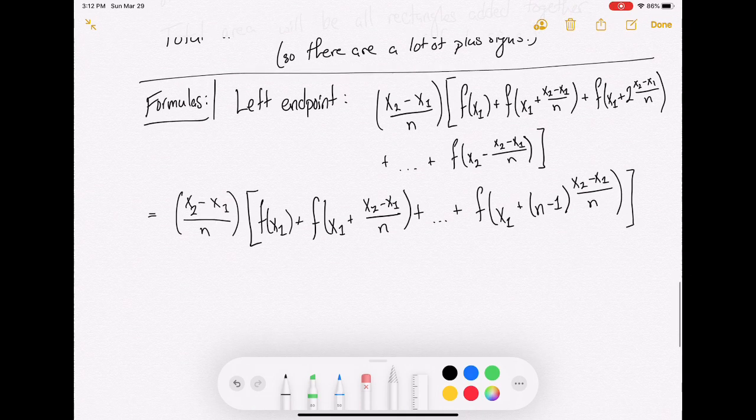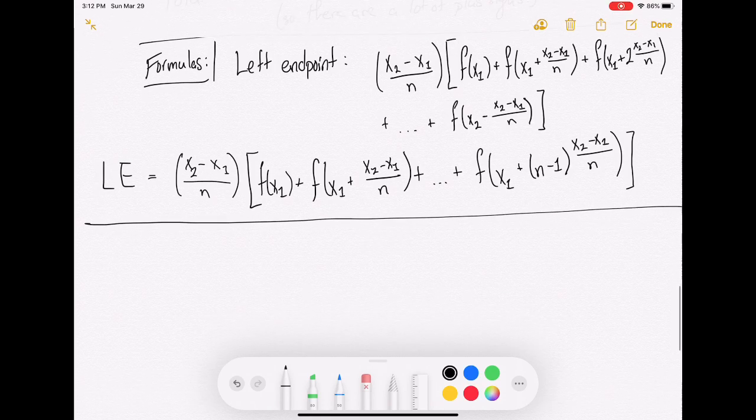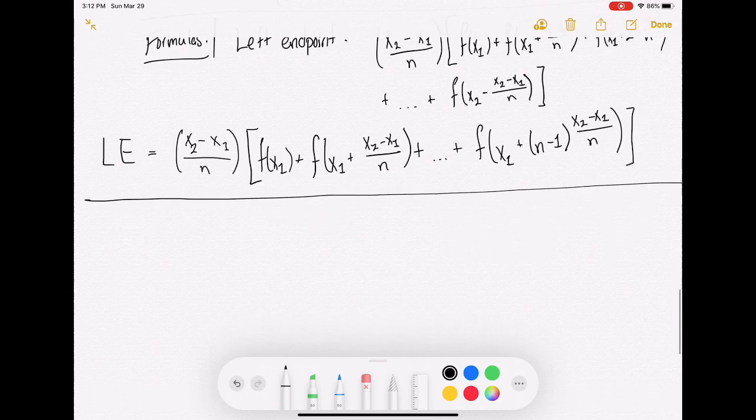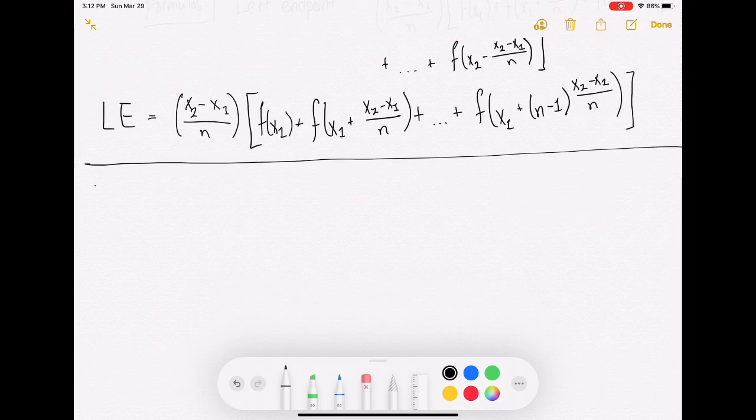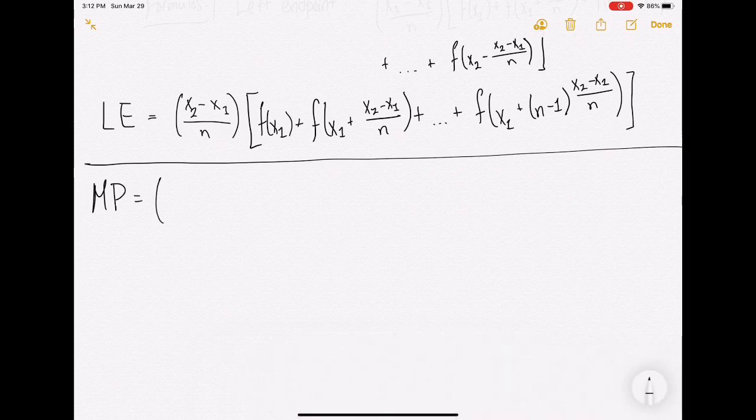So a couple ways of thinking about it. I'll call this LE for left endpoint. And then there's a version where you can do the midpoint, and this is a bit trickier to write out. So the midpoint version, MP for midpoint. Our width of each rectangle is the same, still x2 minus x1 divided by n. But now we are starting at x1, but we're adding one half width to it.